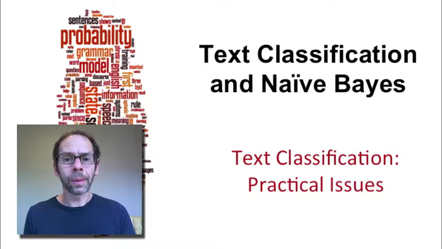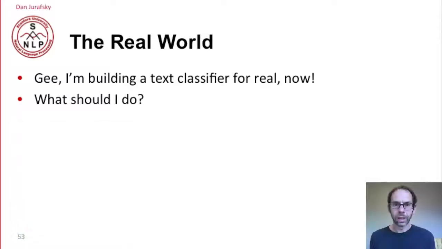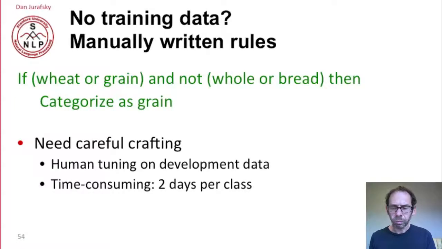Finally, let's talk about some practical issues in text classification. Now that we've seen the math of naive Bayes, we can turn to some real-world questions. How, in practice, should we build our classifiers in the real world? What classifier you build and what you do depends a lot on what kind of data you have.